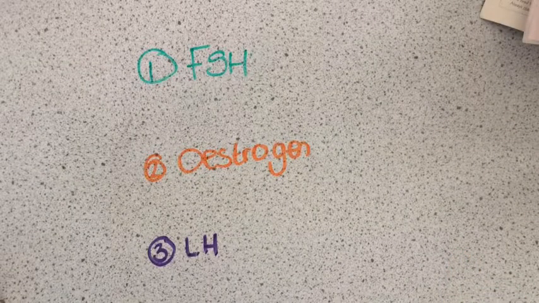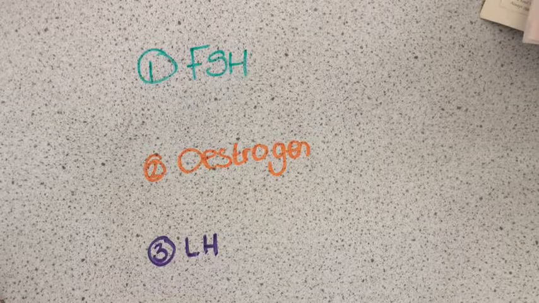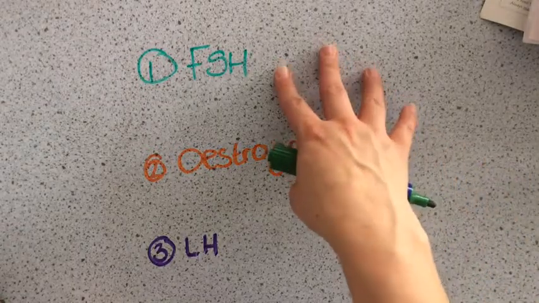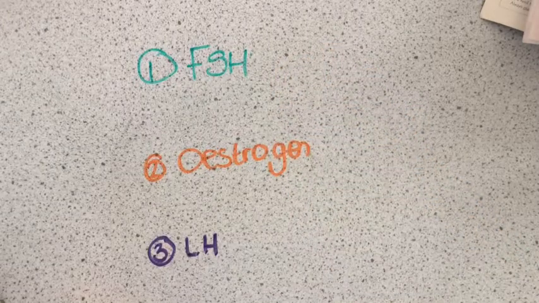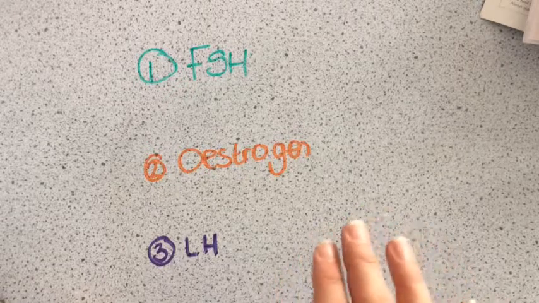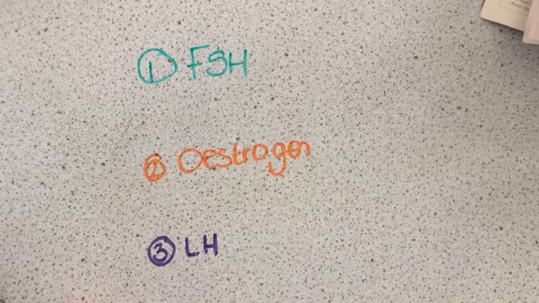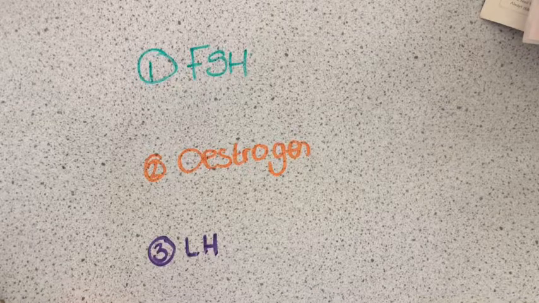Right, so let's talk about the three menstrual cycle hormones that you need to know about. The first one is FSH, also known as follicle stimulating hormone. You've also got estrogen and you've got LH. All three of them play a role in the whole 28-day cycle of the menstrual cycle.